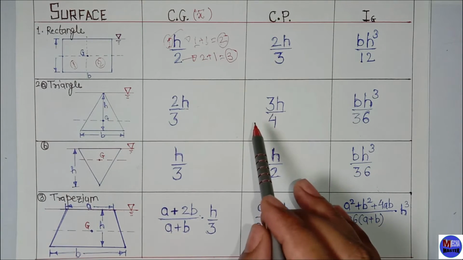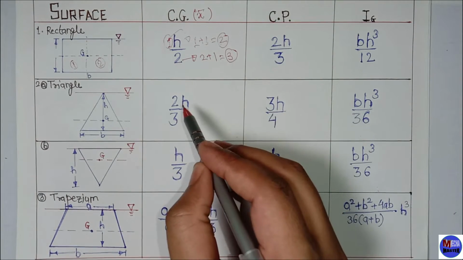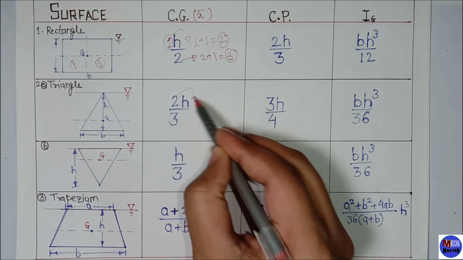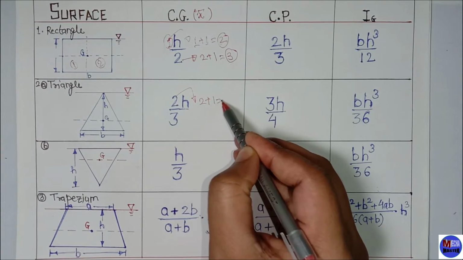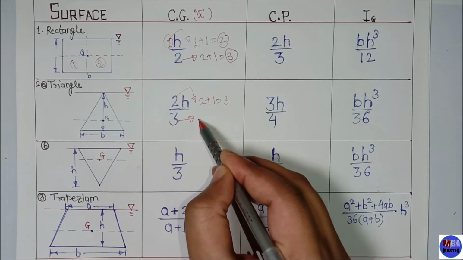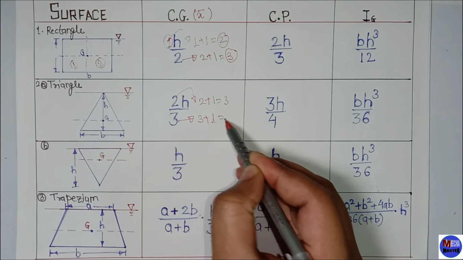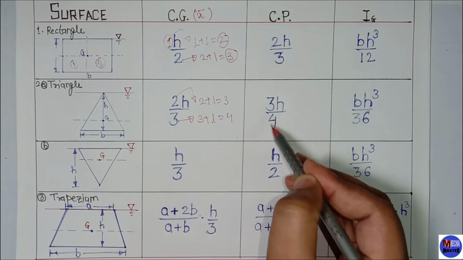You can simply find the center of pressure, because 2 plus 1 equals 3, and 3 plus 1 equals 4. So there is 3 by 4 h.